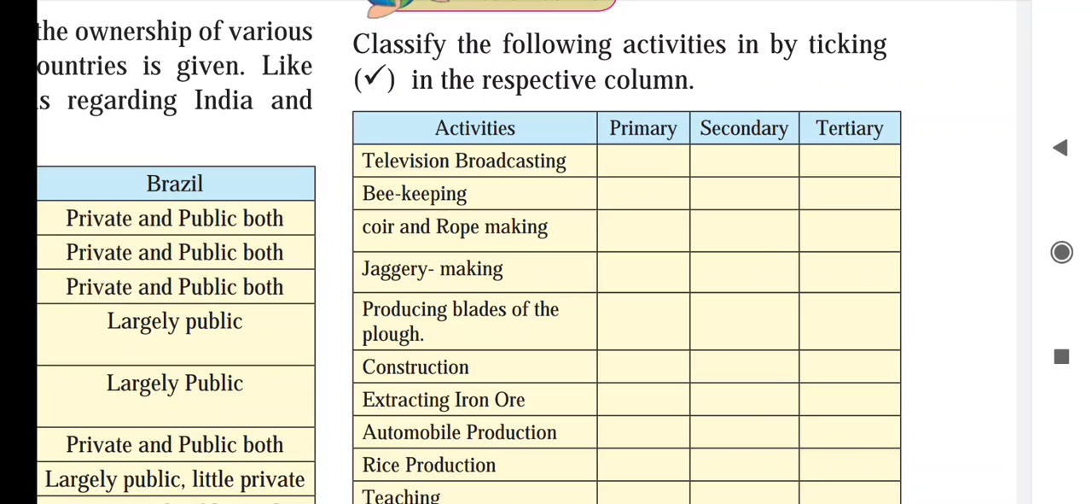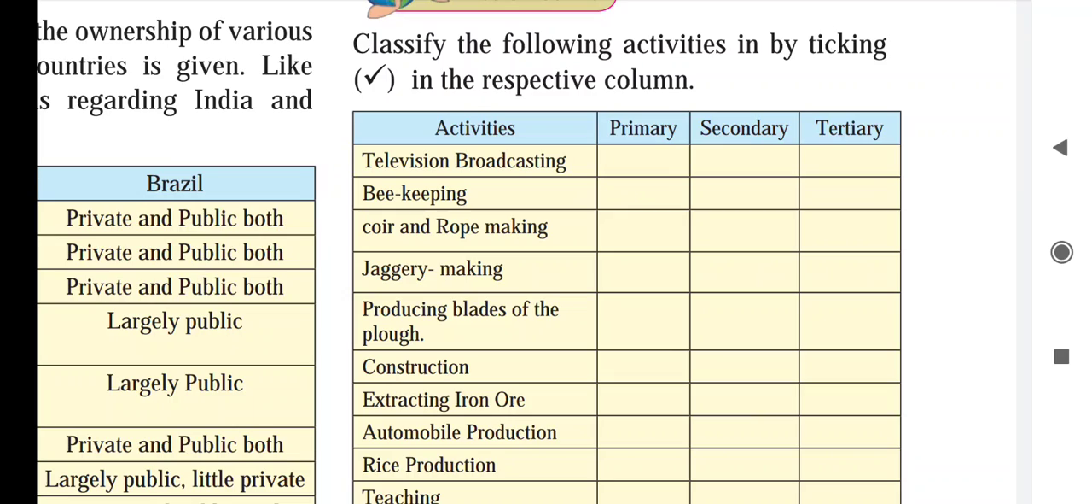So that is also a very simple activity. If we see here television broadcasting, then we can say that this is a tertiary occupation. Then beekeeping, that will come into the primary occupation because of animal husbandry.